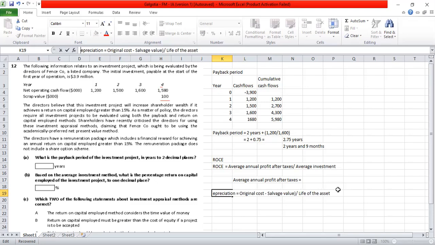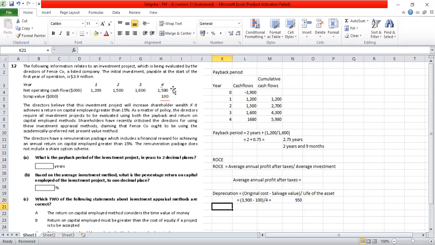Ma'am, what will be taken as original cost? 3.9 million is given there. So here it would be 3,900 because these are thousands. 3,900 minus 100, the entire thing divided by 4. So this should be 3,800 divided by 4, which is 950, that is 950,000. So depreciation we have as 950.